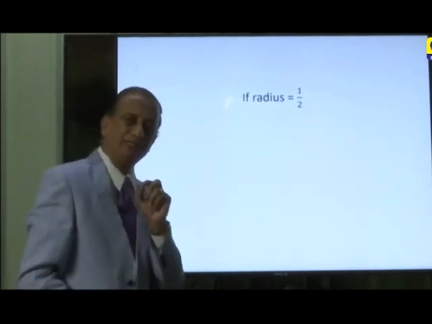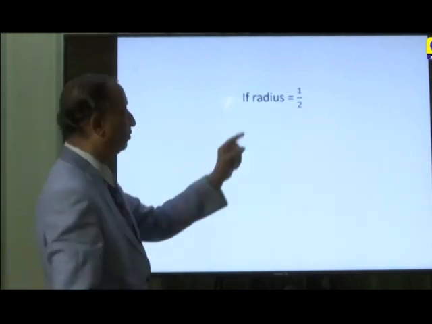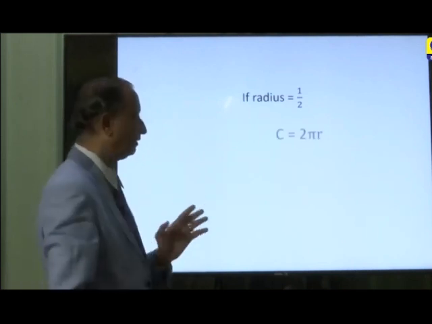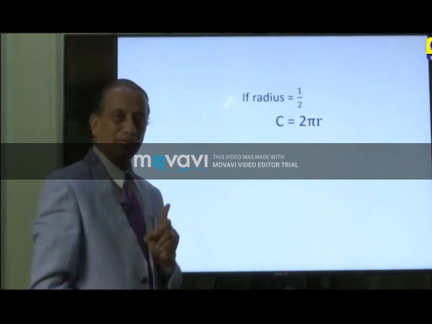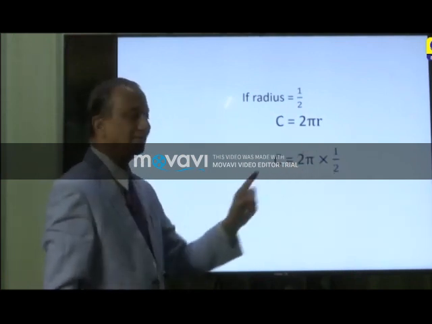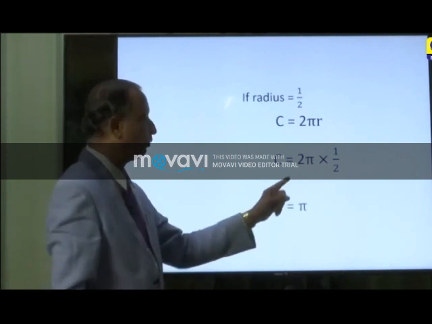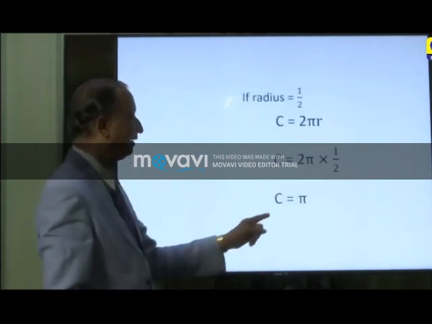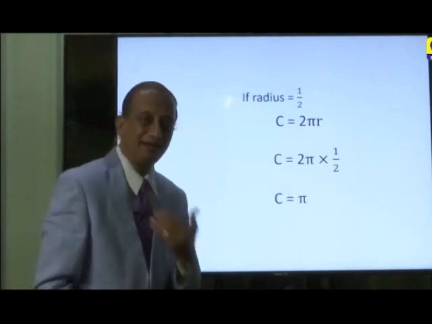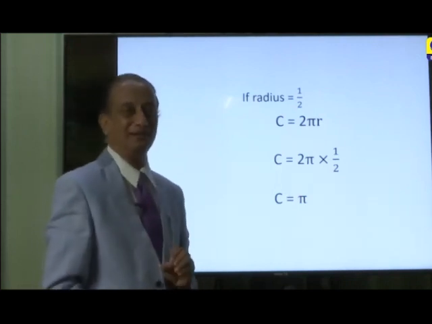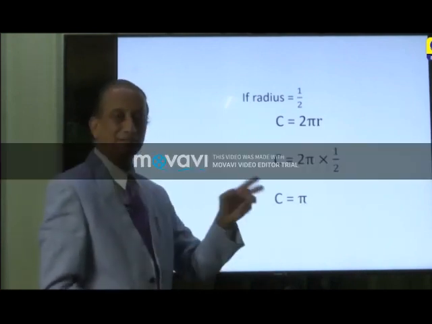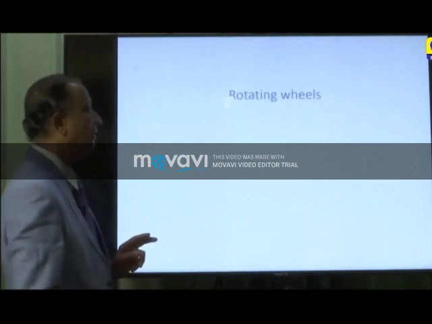Now, let us take a particular example and find out what happens to the circumference if the radius is half a unit. So, we just now understood that circumference is 2 pi r. Okay, in place of r, you substitute 1 by 2. So, 2 got cancelled and we get circumference is equal to pi. So, if the radius of a circle is half a unit, then the circumference and that proportionality constant will both be equal to each other.